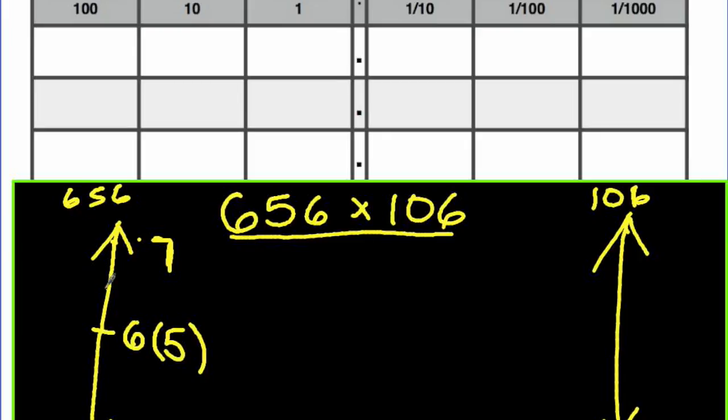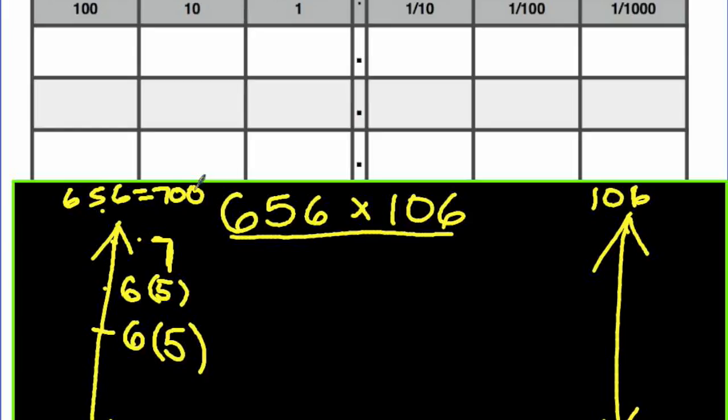So in this case, we have 6, and then the number is 5. So we're going to put a 5 with parentheses around it. And so then that would equal 700, since we have 5 by the 6 in 656.